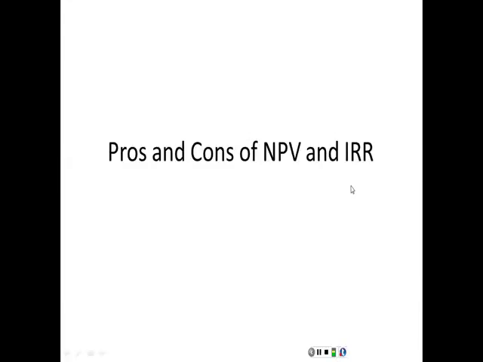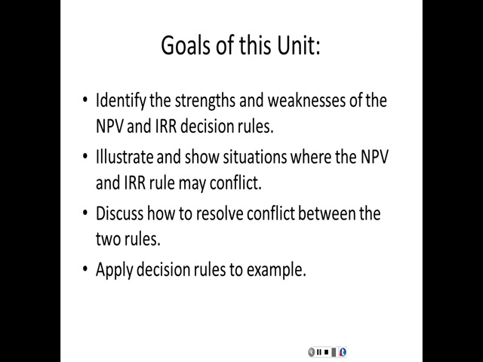So for the fourth lecture in project decision rules, we want to compare the NPV and IRR rule and see if they ever have conflicts on selecting the best project for a firm. So the goals here, we're going to review the strengths and weaknesses of the two rules, and then we're going to run through a few scenarios where the NPV and IRR rule may conflict.